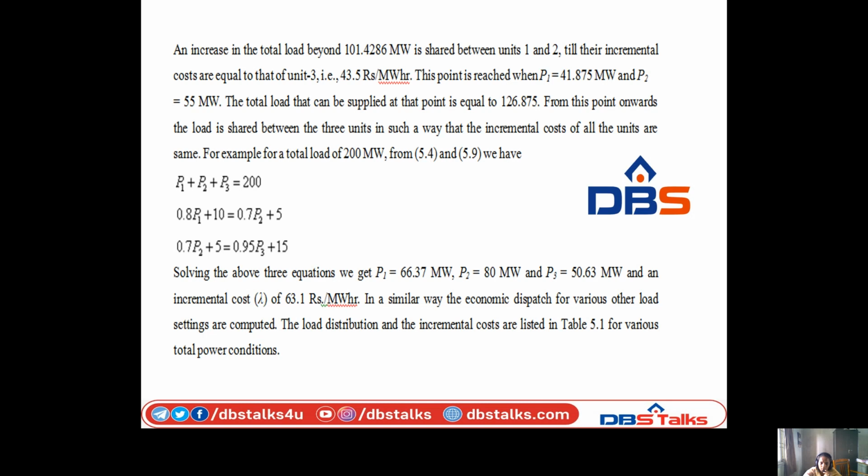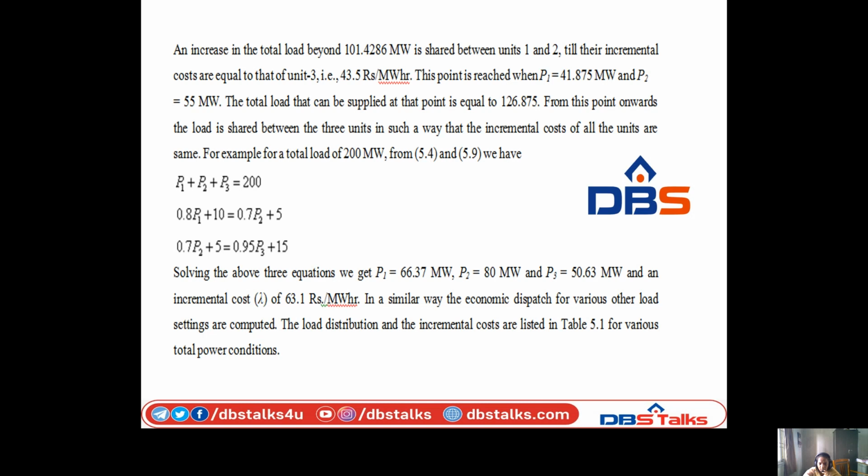Then 0.8 P1 plus 10 equals 0.7 P2 plus 5, and 0.7 P2 plus 5 equals 0.95 P3 plus 15. So solving the above equations, we get the P1, P2, P3 values. P1 equals 66.37 megawatts, P2 equals 80 megawatts and P3 equals 50 megawatts, and the incremental cost lambda will be 63.1 rupees per megawatt.